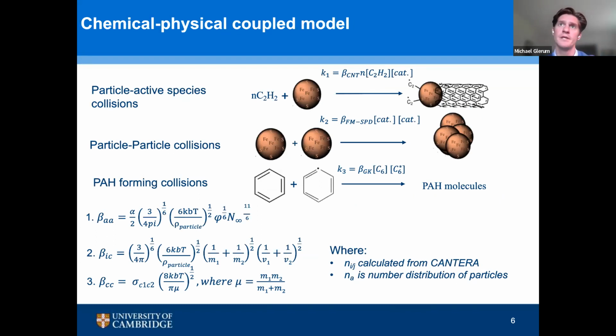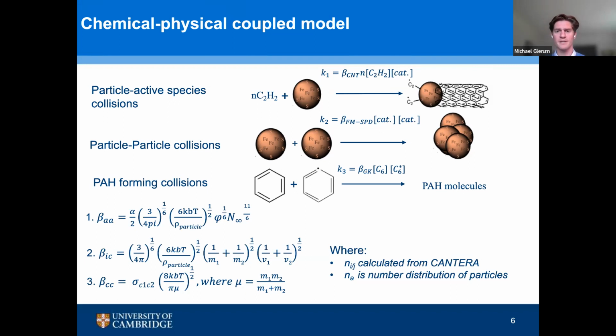So we came up with 3 of the most common collisions that you would see in the floating catalyst process, which are your active species collisions forming your CNTs, your particle growth through coagulation, and your polyaromatic hydrocarbon forming collisions. That last one is your competitive pathway to CNT formation, because those polyaromatic hydrocarbons are precursors to soot formation, which is an undesirable product in our reaction.